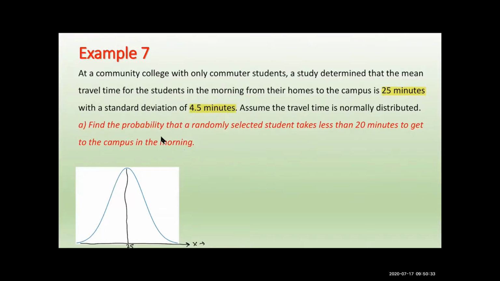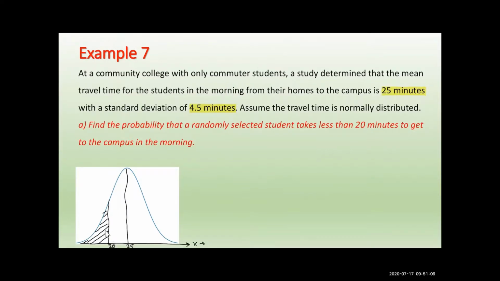Now, we need to find the probability that a randomly selected student takes less than 20 minutes. 20 is here, 25 is here, so 20 should be somewhere there. Suppose this value is 20. We have to find the probability that a randomly selected student takes less than 20 minutes. When I say less than, it is this one. So the probability will be equal to this area.